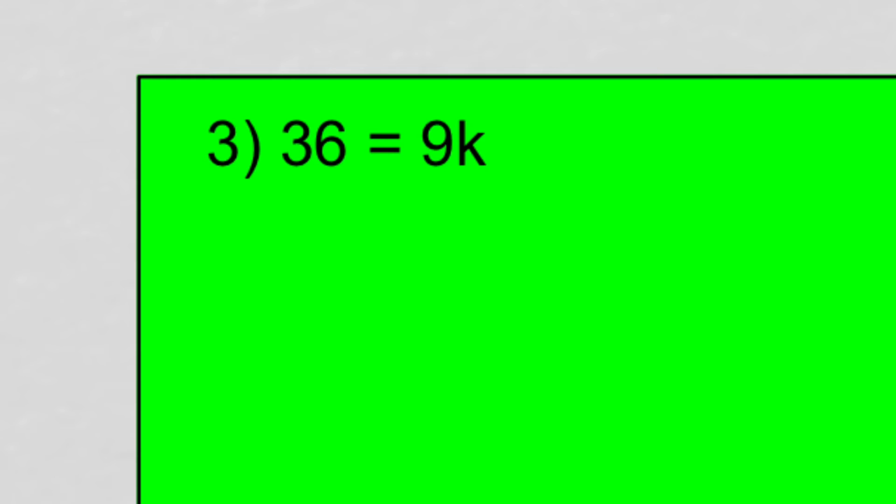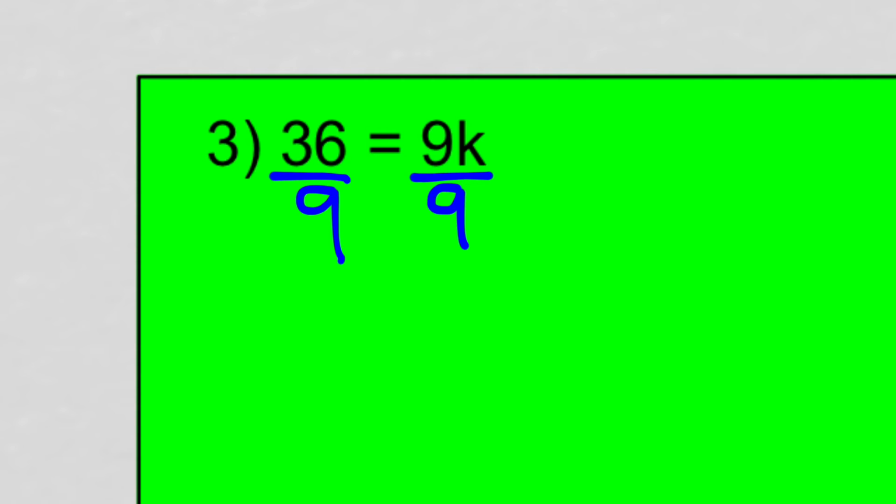Okay, number 3, same idea, except the variable this time is on the other side of the equal sign. So I want to get the k by itself. I want to show what I do to both sides of the equal sign to isolate the k and get it by itself. Well, this is multiply by 9. The opposite of that is divide by 9. If I do it on that side, I have to do it on this side.